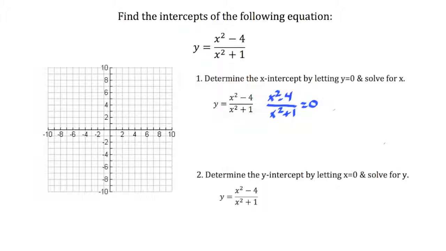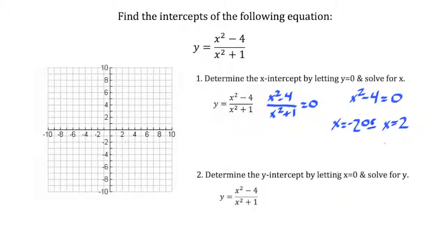Our first step is to set the equation equal to 0. So we have x squared minus 4 divided by x squared plus 1 equals 0. Our next step is to multiply both sides by x squared plus 1. When we do, the result is x squared minus 4 equals 0. We factor and we get x equals negative 2 or x equals 2. So we know the x-intercepts are negative 2 and 2.